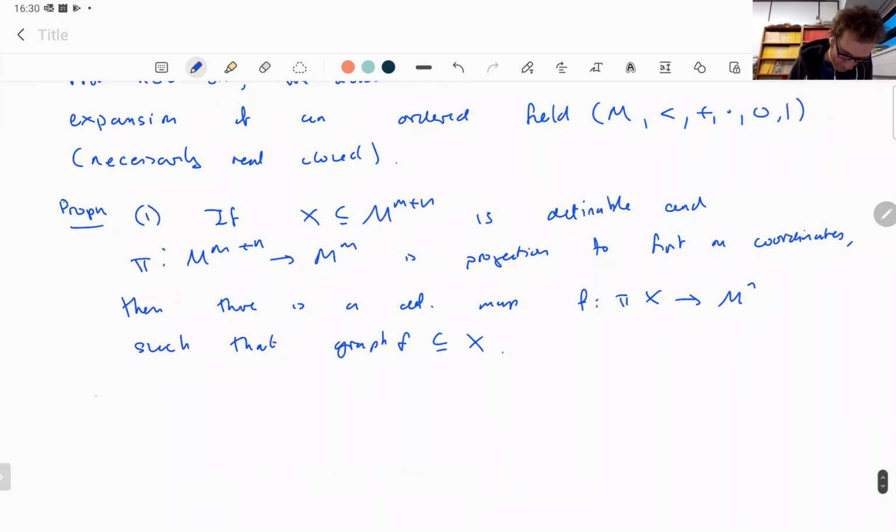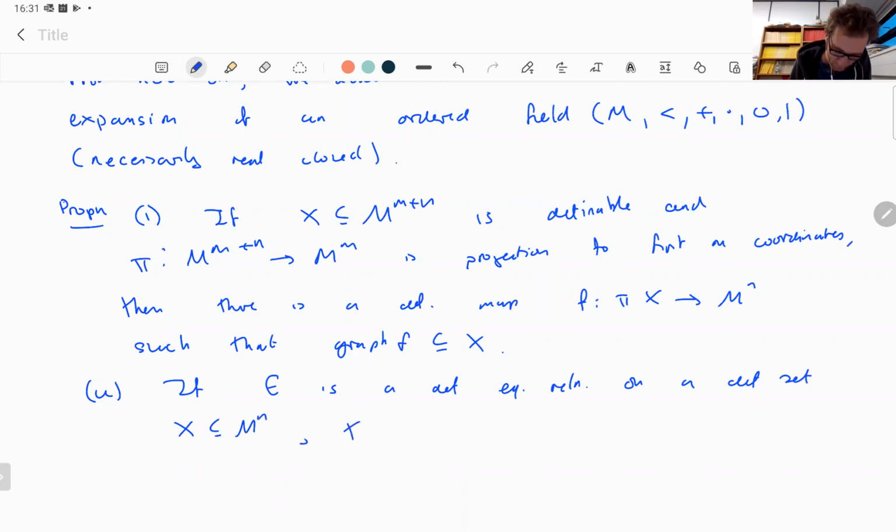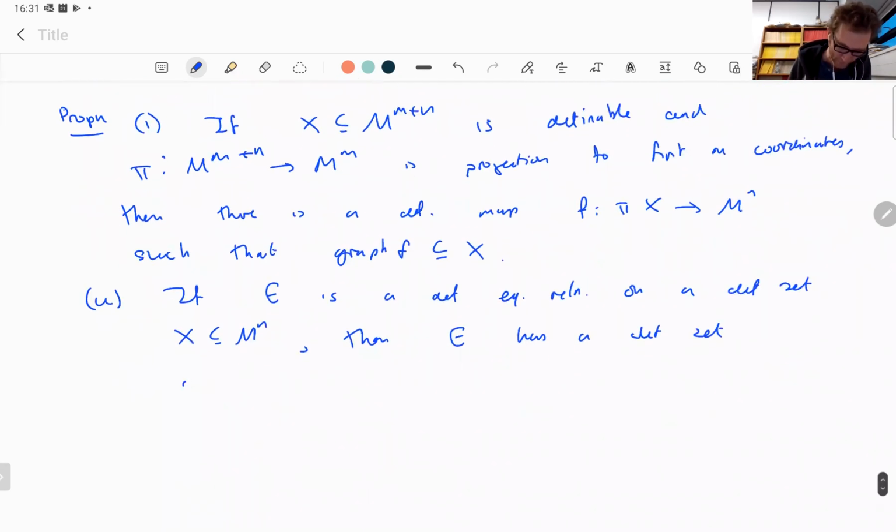And then the second part says if we have a definable equivalence relation E on a definable set X, then E has a definable set of representatives. Okay, so let's prove these.